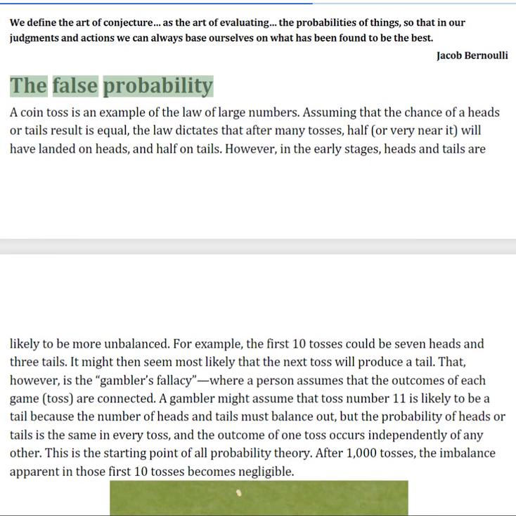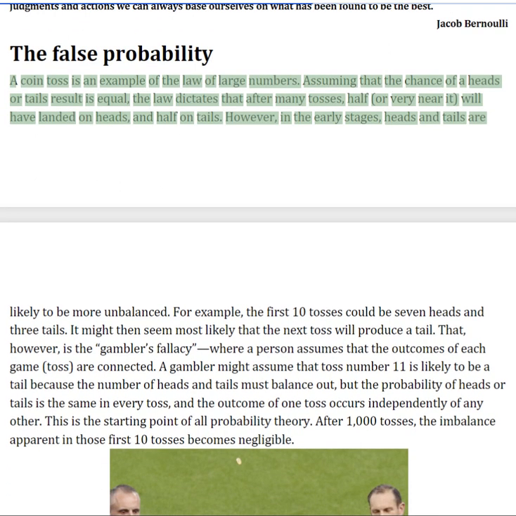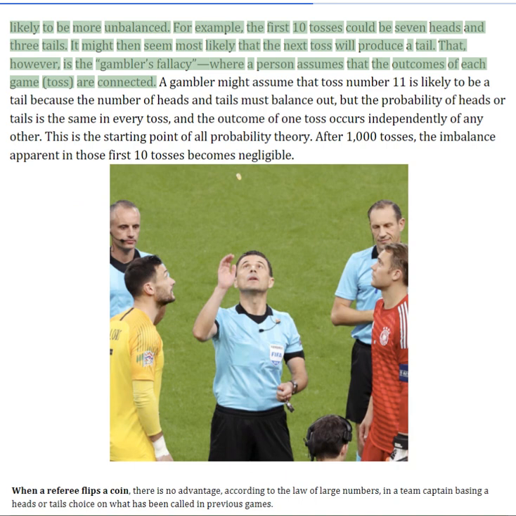The false probability. A coin toss is an example of the law of large numbers. Assuming that the chance of a heads or tails result is equal, the law dictates that after many tosses, half will have landed on heads, and half on tails. However, in the early stages, heads and tails are likely to be more unbalanced. For example, the first 10 tosses could be 7 heads and 3 tails. It might then seem most likely that the next toss will produce a tail.